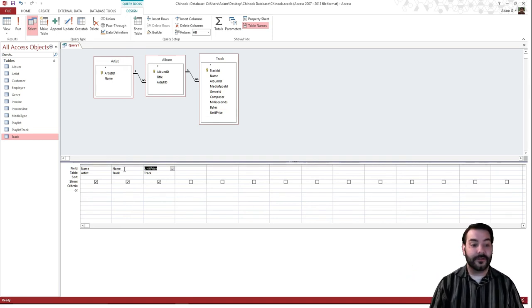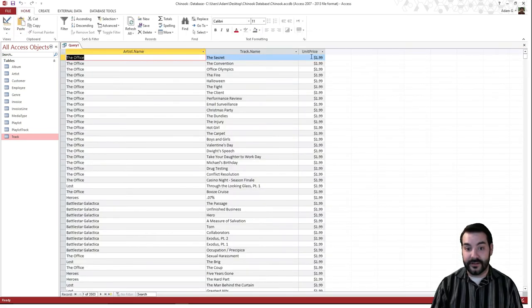Let's find out. So now all of a sudden I've got my name, I've got my track, and I've got my unit price. And in my case, I'm going to go ahead and sort in descending order from unit price. I hit run, and what I can see is, okay, the highest we have is $1.99.